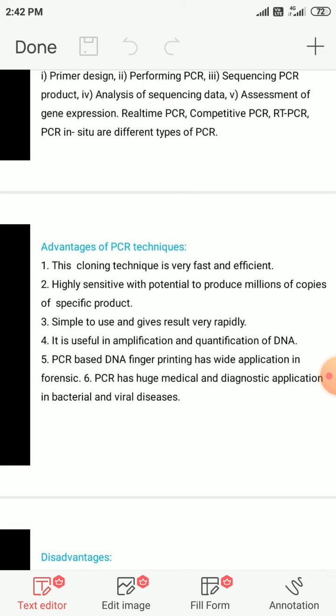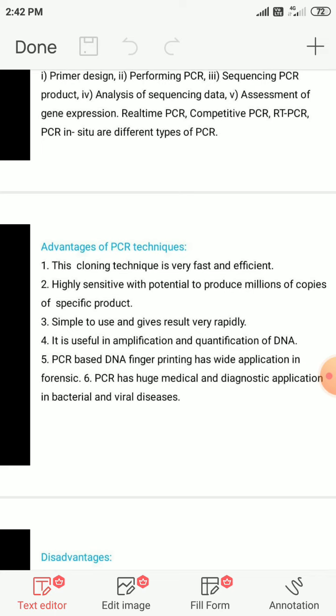It is very simple to use and gives results very rapidly. We get the result immediately. Second, it is useful in the amplification and quantification of DNA. And fifth, PCR-based DNA fingerprinting has a wide application in the forensic laboratory, where the PCR technique, the polymerase chain reaction technique, has a wide scope.